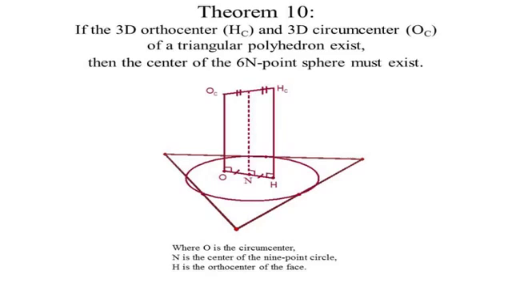Consider the midpoint between the 3D orthocenter and the 3D circumcenter, and consider the Euler line. The center of the nine-point circle must be the midpoint of the orthocenter and the circumcenter in the face. And we can see the midpoint of the 3D orthocenter and the 3D circumcenter is actually the projection of the midpoint. Therefore, the normals of the light-cone circles are concurrent, so the 6N-point sphere will exist.